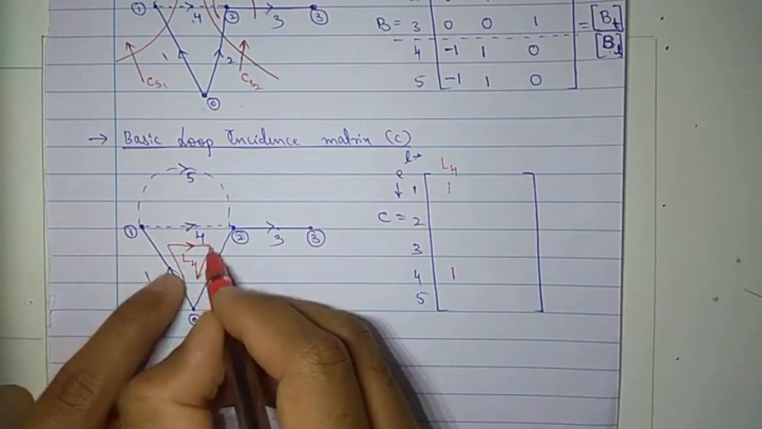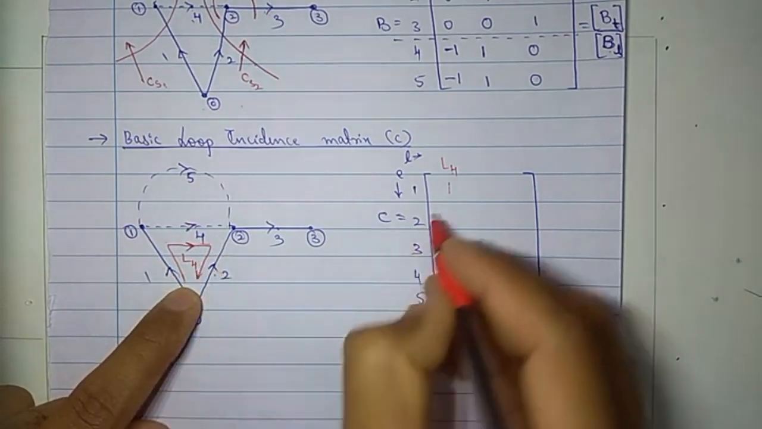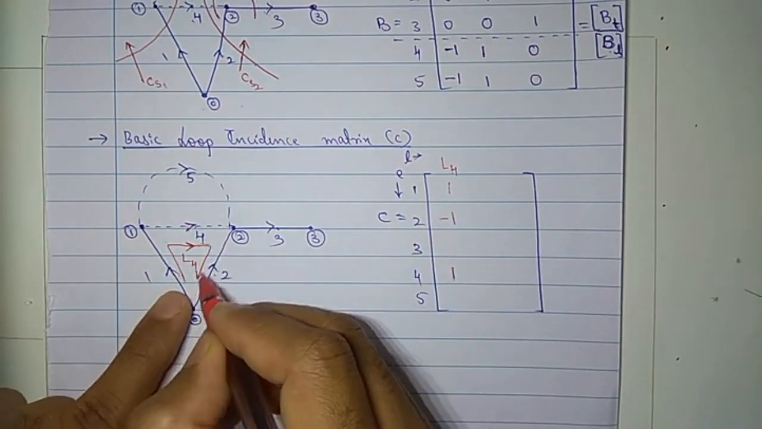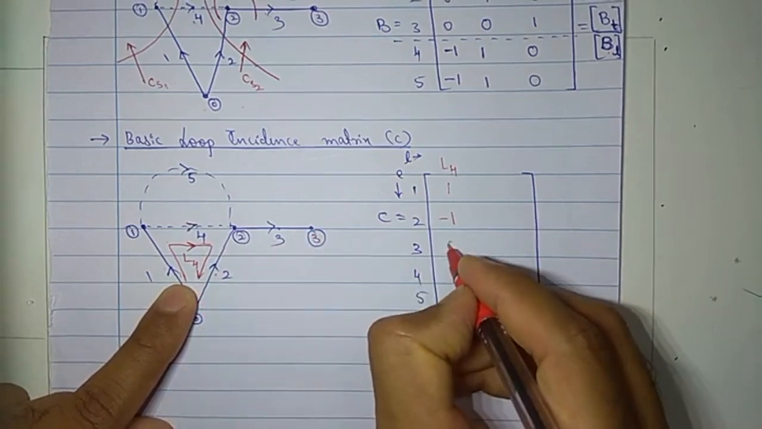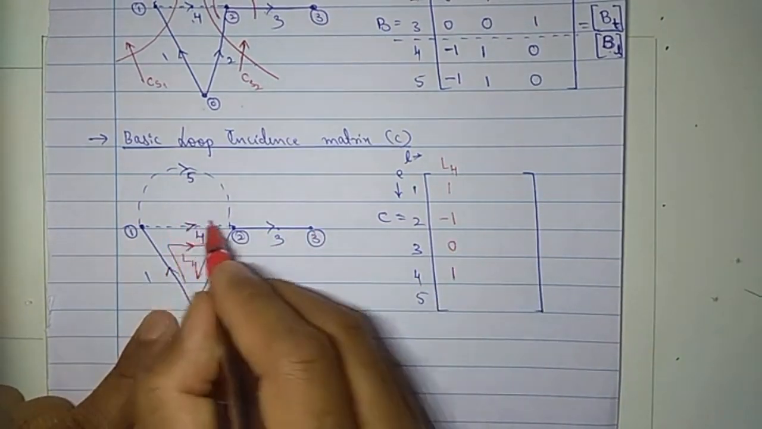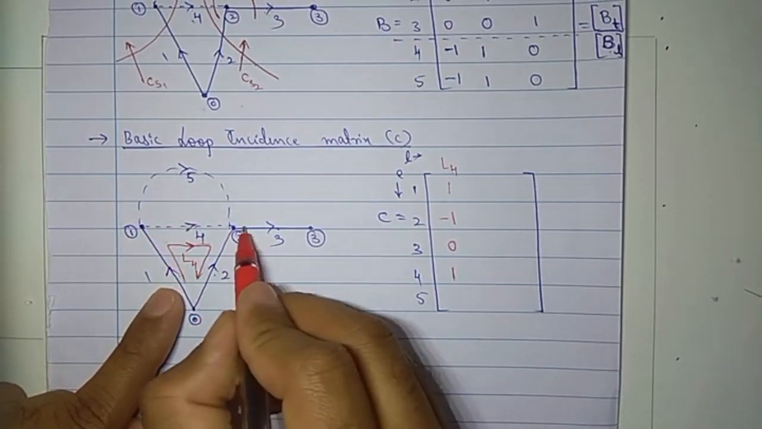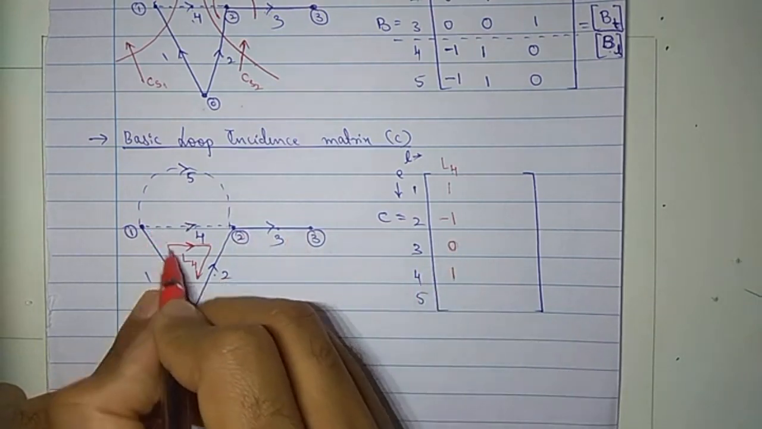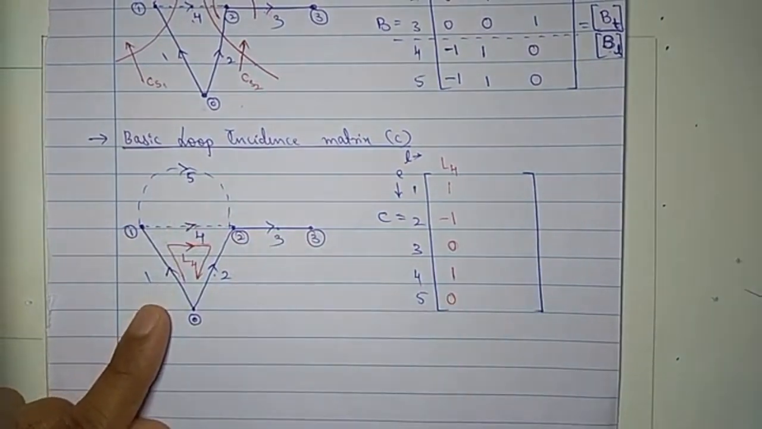This loop 4 is in the opposite direction to that of branch 2. Here it is -1. This loop 4 is not having any relation with this node 3, so it is 0. Similarly, it is not having any relation with branch 3, so it is 0. Similarly, it is not having any relation with link 5, so it is also 0.